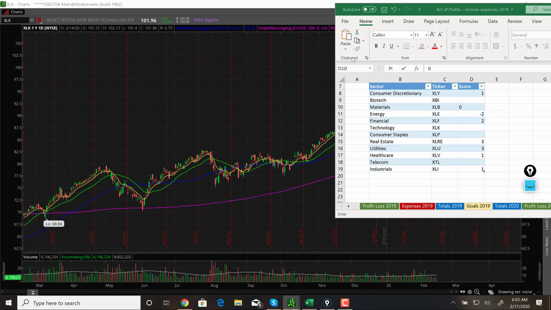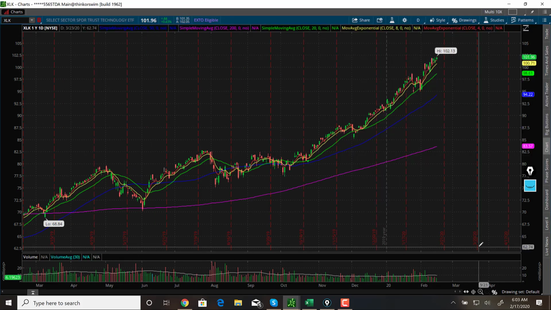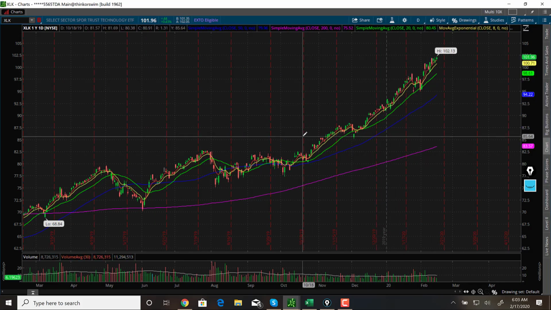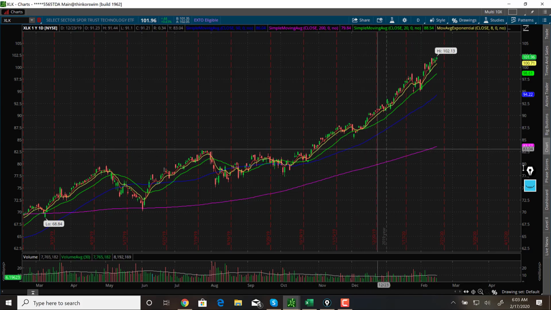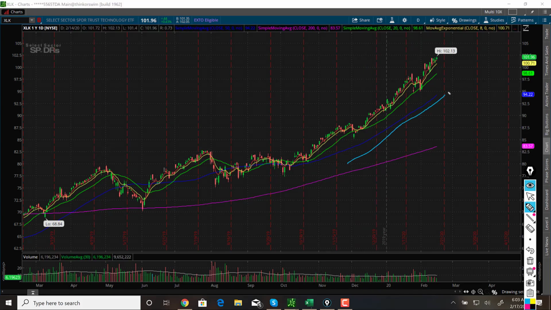Next is tech. This is a 3. Obviously, look how the 50 is just shooting higher, the 20 is just shooting higher, price is just going up. You just look at that, easy to tell. That's obviously a strong sector. Technology.